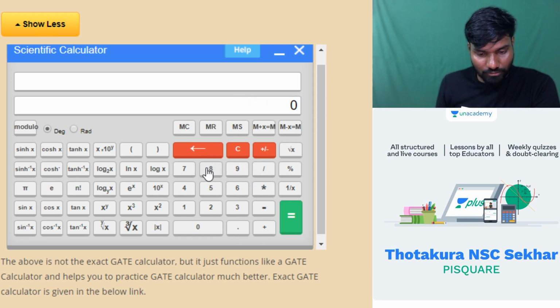I'm saying in case of C, in case of E, when the answer is infinity, what will it show? It will show infinity.